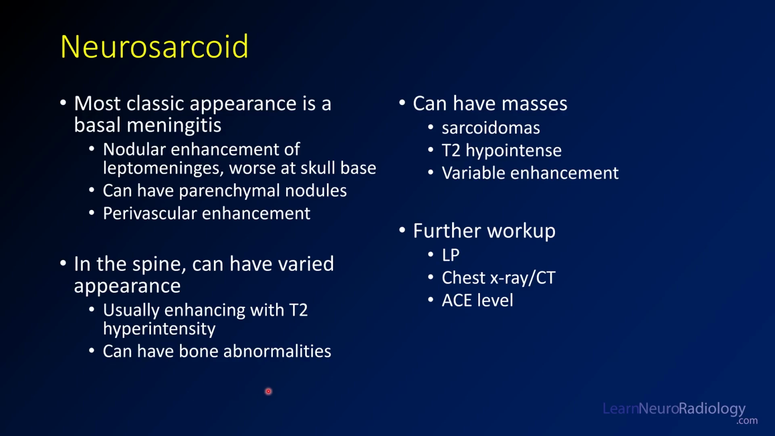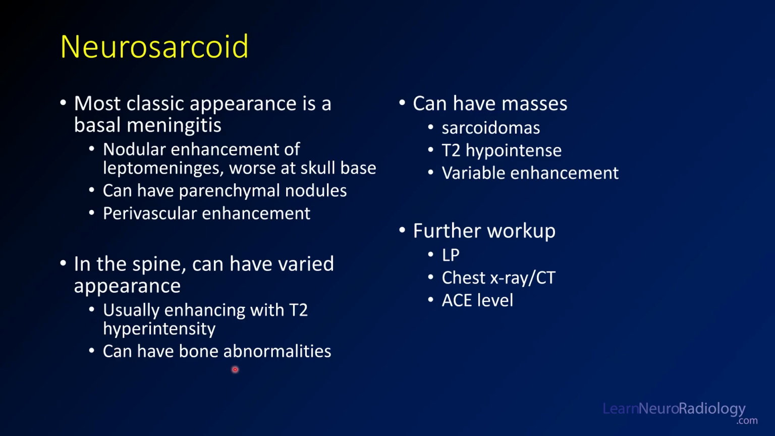Now, what we're dealing with here is a case of neurosarcoidosis. The most classic appearance of neurosarcoidosis is a basal meningitis, so intracranial findings of nodular enhancement, particularly leptomeningeal enhancement, although you can have parenchymal nodules. In the spine, you can see a similar appearance, although what you will often have is T2 hyperintensity and enhancement along the surface of the cord, similar to the leptomeningeal pattern that you see within the brain.